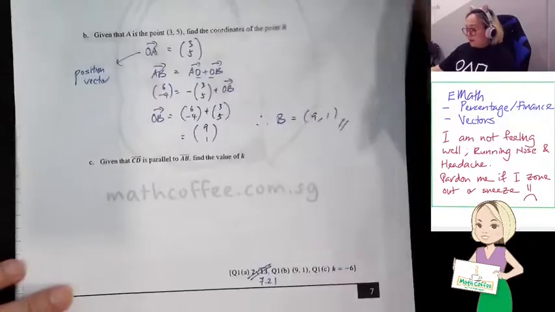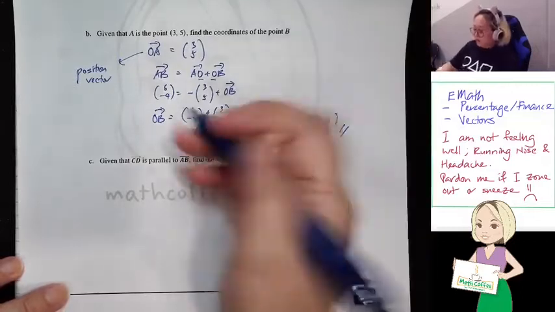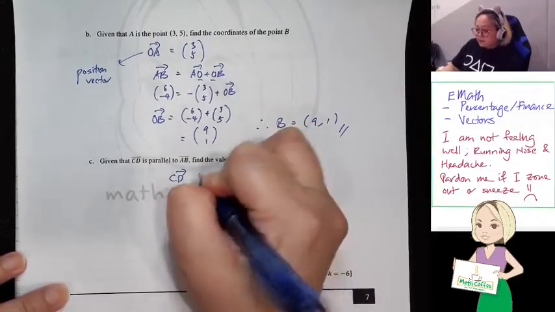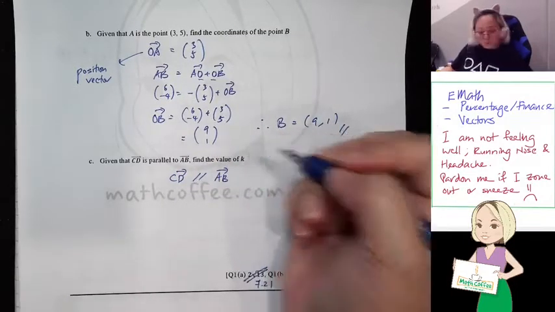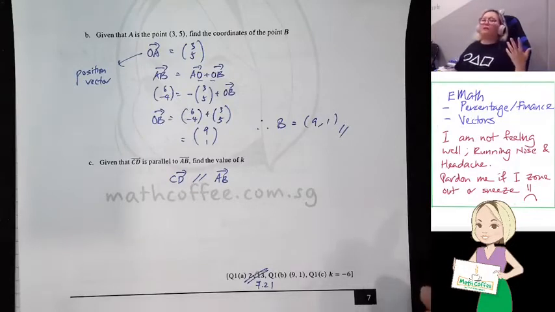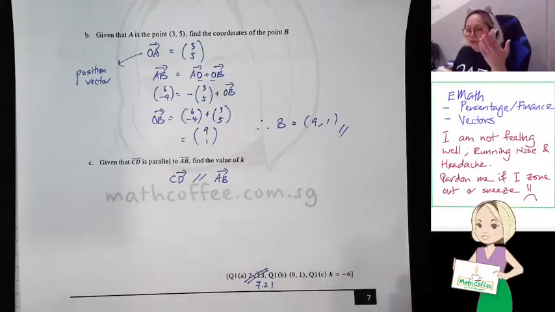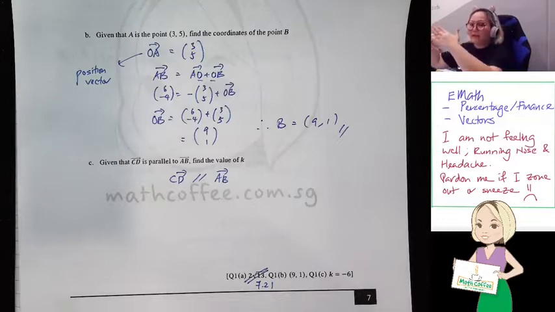Okay, so we are done with part B. Next, when they talk about parallel, okay, CD is parallel to AB. So when they tell me CD vector is parallel to AB vector, what does that mean? Okay, it's good that you learn now. Remember, vectors have the same magnitude and same direction. When they say that they are parallel, it means they might be pointing in the same direction, might be a different direction, but they are definitely parallel.